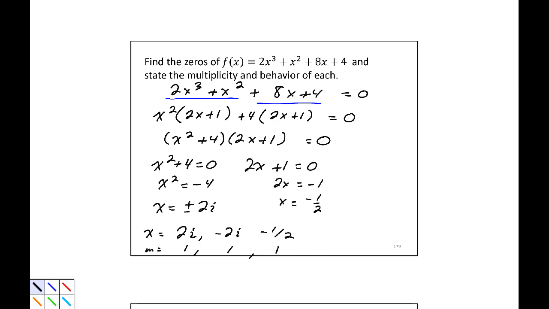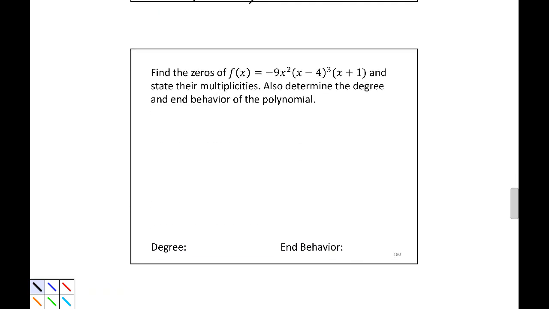All right, our last example for this objective, find the zeros of f of x equals negative 9x squared, parentheses, x minus 4, close parentheses, cubed, times x plus 1 quantity. And then state the multiplicities. Also, determine the degree and end behavior of this polynomial. Well, this is already factored, so I'm going to take each of those factors, minus 9x squared, set it equal to 0. The next factor, x minus 4 cubed, set it equal to 0. And then x plus 1, set it equal to 0.